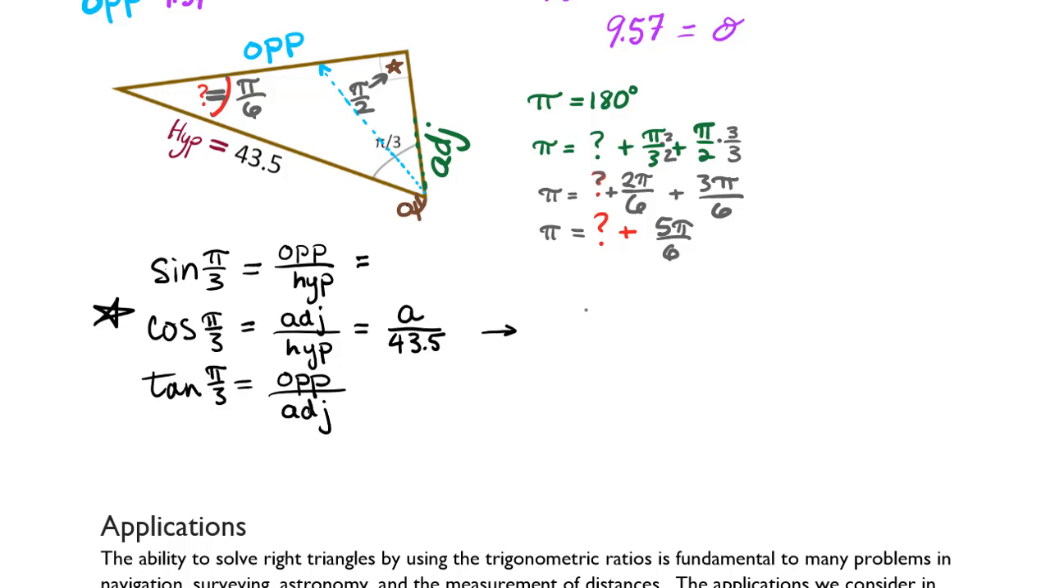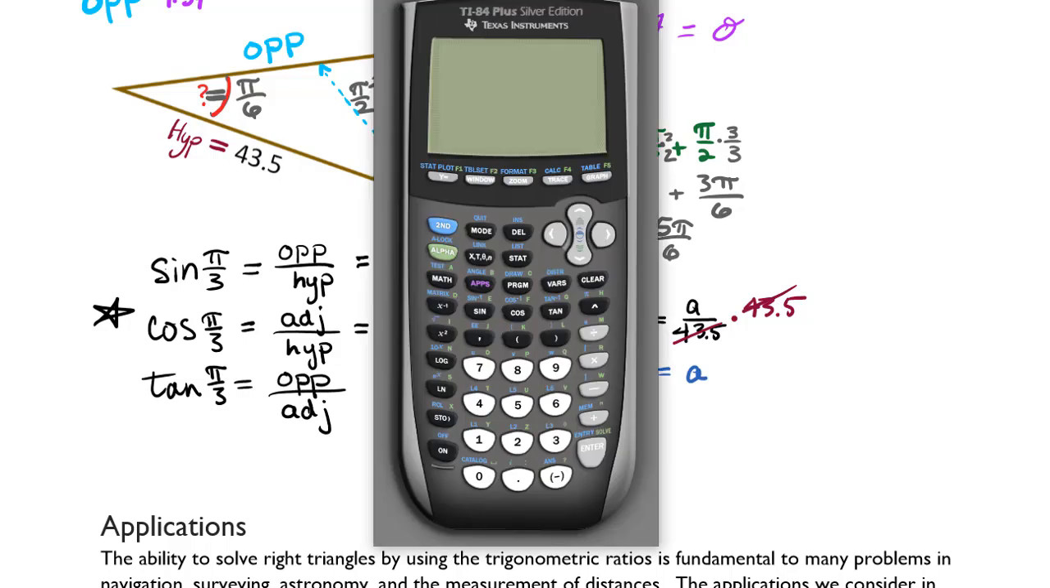I'll have to solve for a, so I'll have cosine of pi over 3 equals a over 43.5. And I'll go ahead and multiply both sides of my equation by the 43.5 to clear the fraction. That will allow me to reduce the fraction on the right and isolate a. A is equal to this calculation, 43.5 multiplied to cosine of pi over 3.